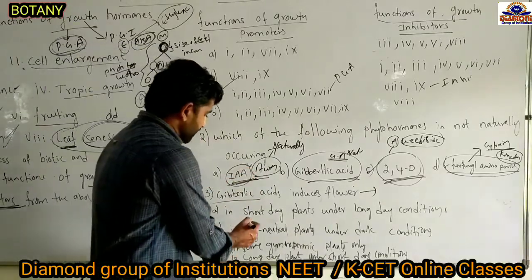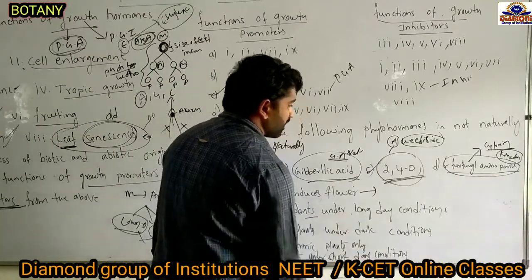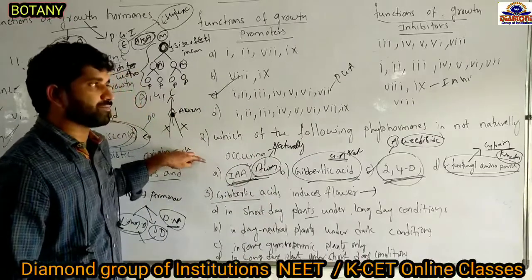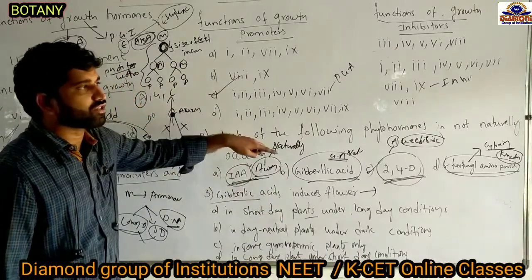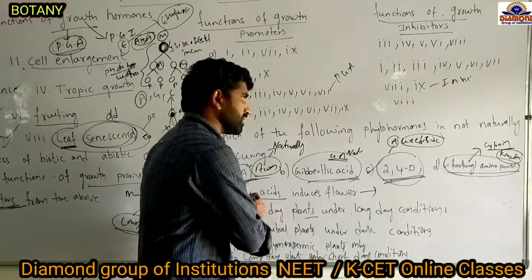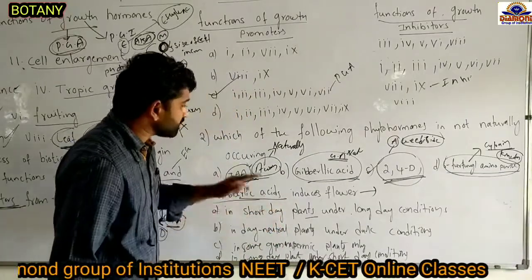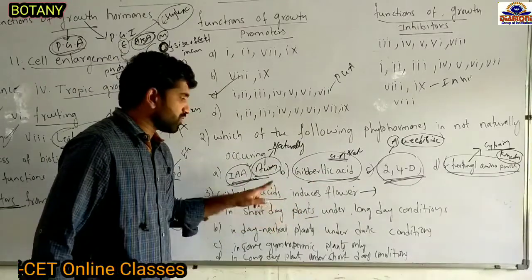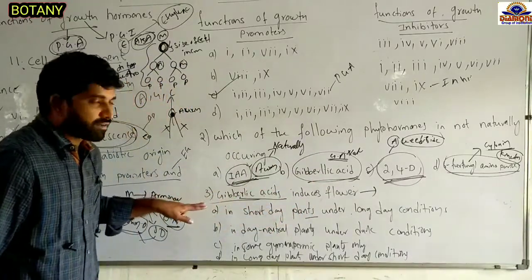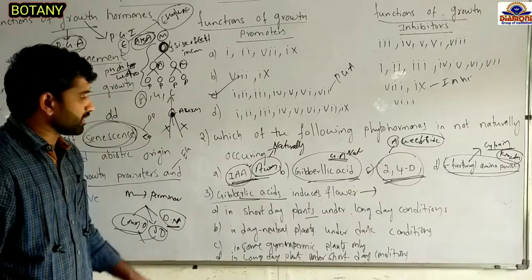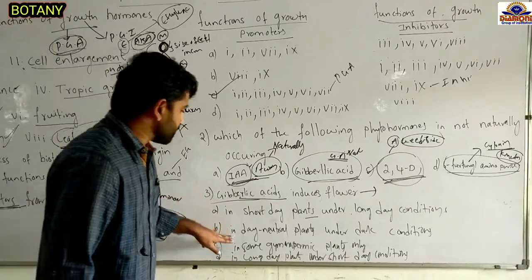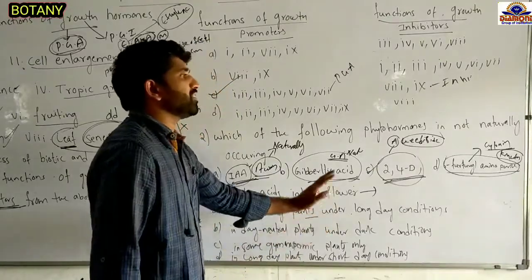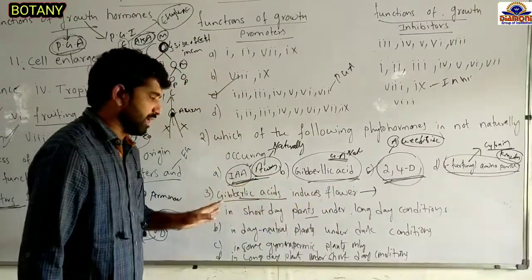So now option A, in short day plants under the long day conditions. Basically the plant should be present as a long day plant. The long day plant is converted into the short day plant by the activity of gibberellic acids. But option A is given in reverse. In the long day conditions, it is converted into a short day plant by the character of gibberellic acids. And option B, day neutral plants under the dark conditions. Day neutral plants do not depend upon the dark and light phases.